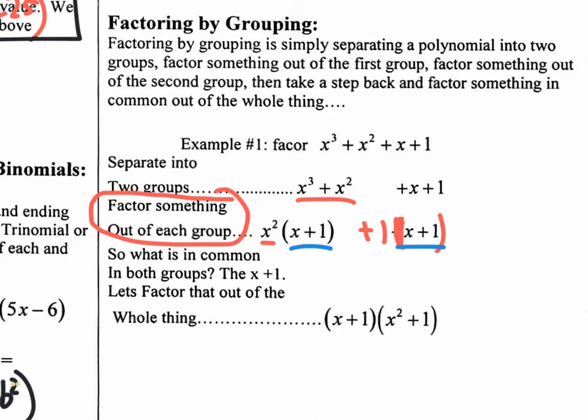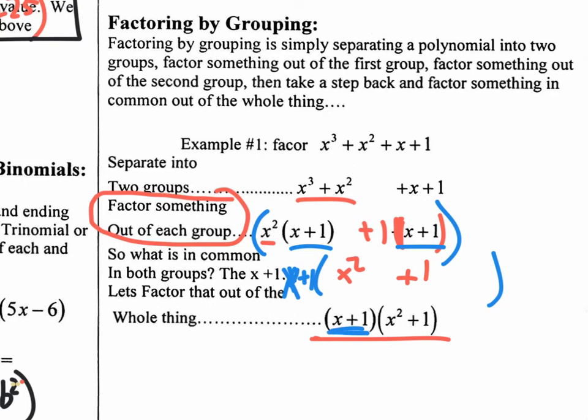So if you pull out that x plus 1, think about this. Imagine there's a big giant parenthesis around the whole thing. If I pull out the x plus 1, what's going to be left in the whole thing? Whoops, that's the ugliest x I've ever seen. There's going to be an x squared left over and a plus 1 left over. And that's exactly what I have right here. There's the x plus 1 that I factored out, and there's an x squared plus 1 left over.